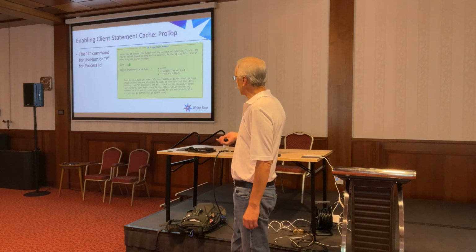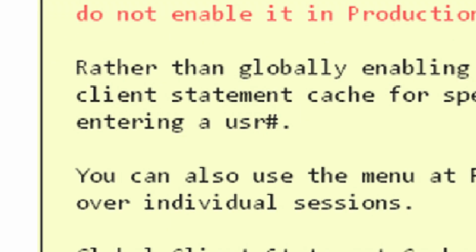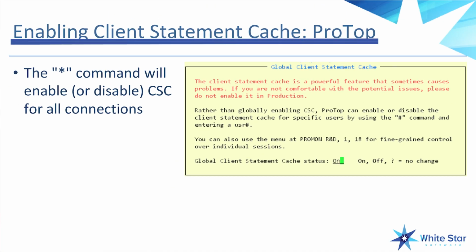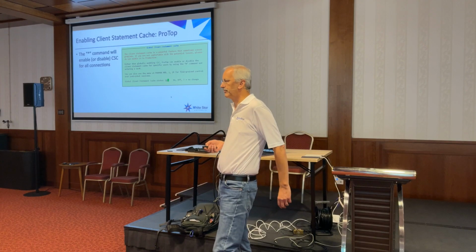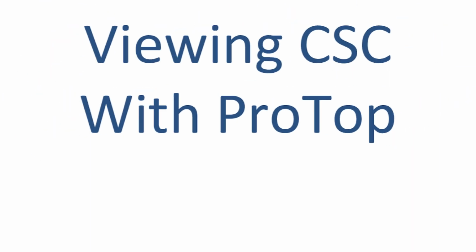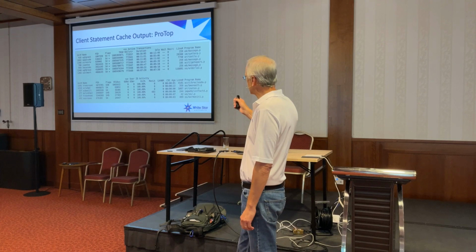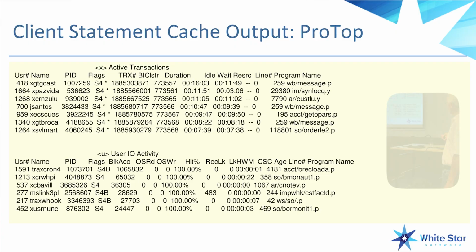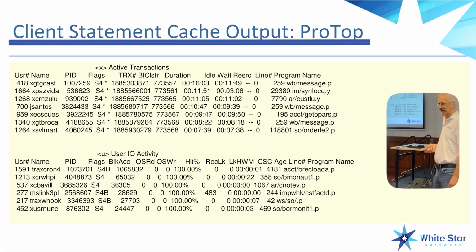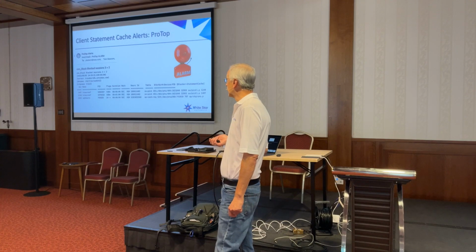And there's a little warning here, some helpful information about how you might want to make your choices. Or you can just enable it globally within Promon. Just push a button and it does it for you. ProTop. And then you get output that looks pretty much the same as it did before. There's a reason for that. I copied the slide. And once again, we got some alerts. So it's cool.